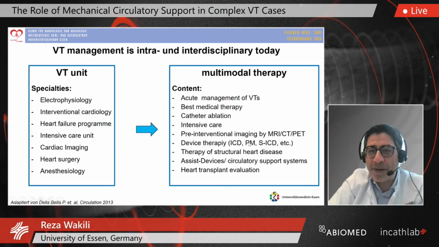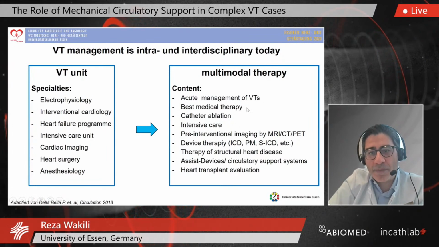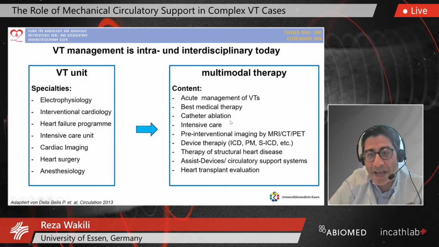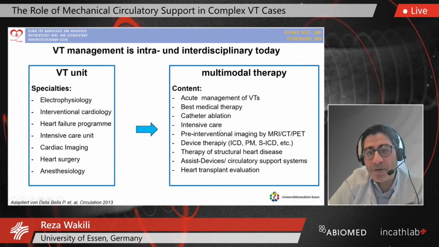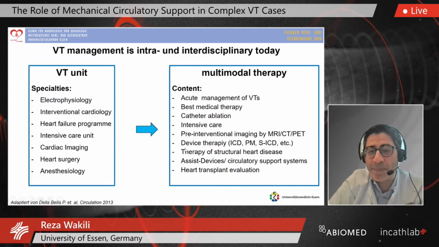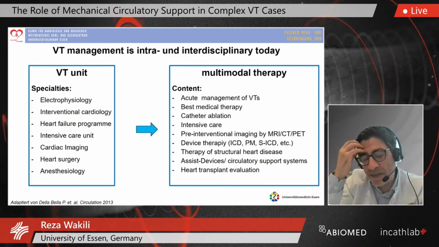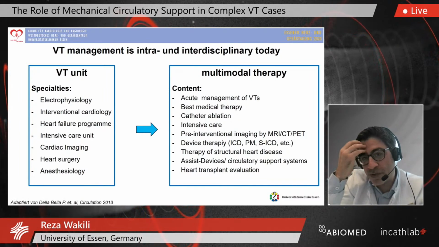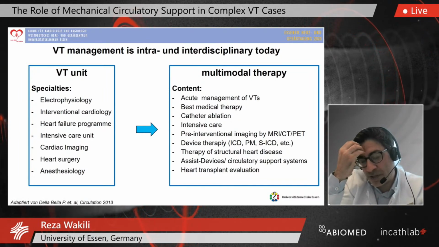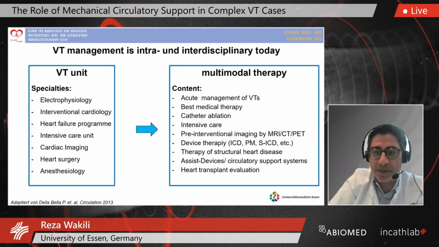So actually, we are talking about a multimodal therapy. We have the acute management of the VTs by drugs or anything else. You need best medical therapy for the underlying disease. Catheter ablation is still a hallmark. You need very good intensive care medicine, maybe during the acute phase of VTs, but also for post-procedural management of these patients, because they are very sick patients with mostly severely impaired left ventricular function, and also other comorbidities, kidney dysfunction, and really very complex other disease types.